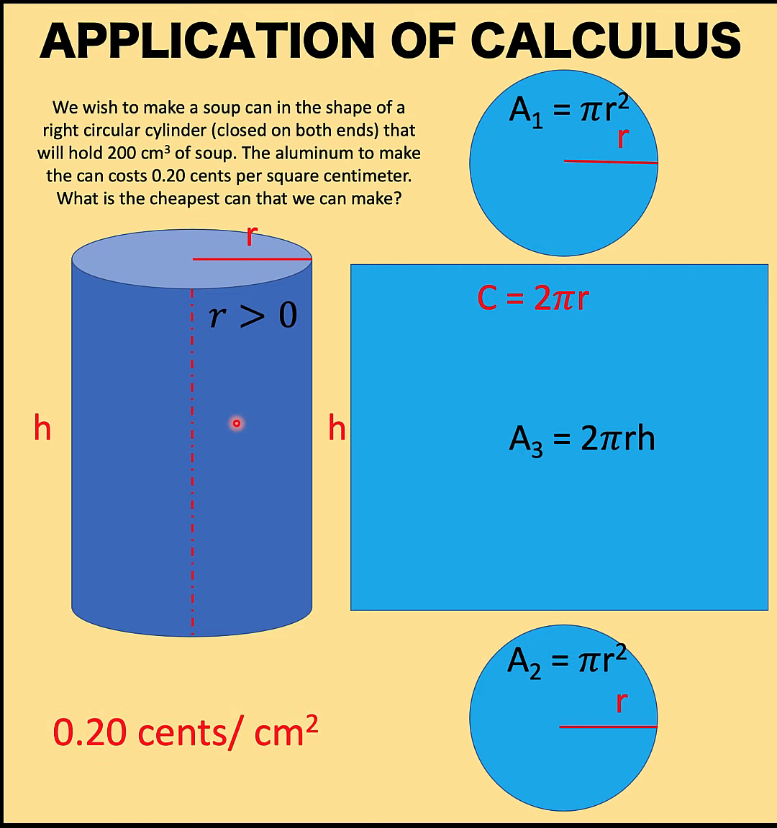And according to the problem, each square centimeter of the aluminum material that is to be used for creating the can costs 0.20 cents. And our goal in this problem is to find what is the cheapest possible can that we can make. In other words, this is a minimization problem, and calculus is good at solving problems like this.